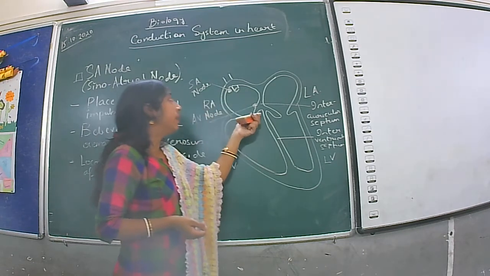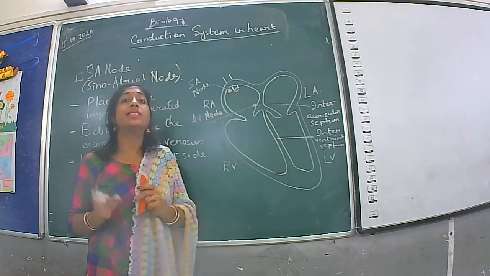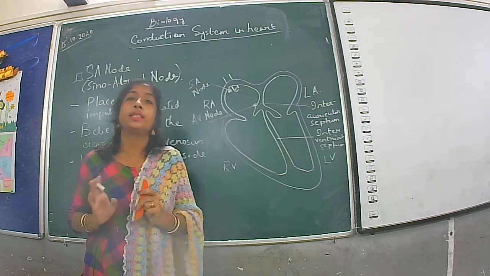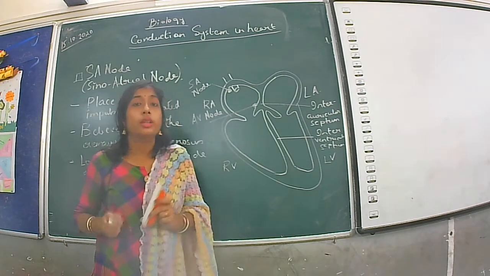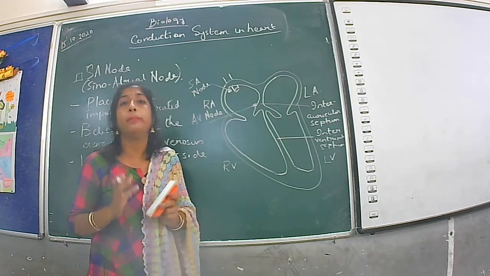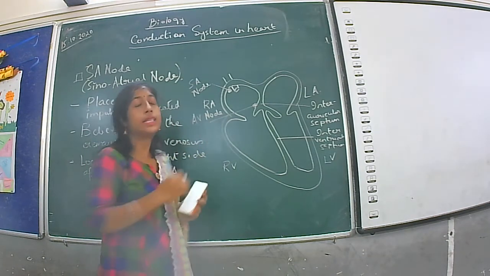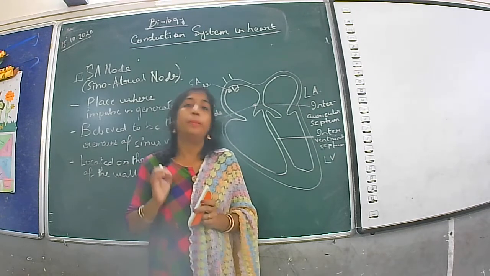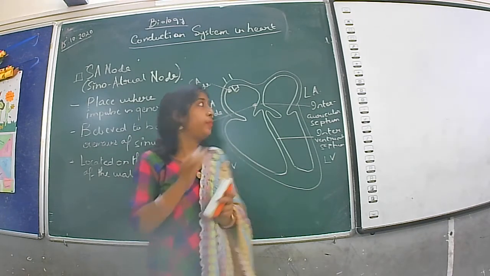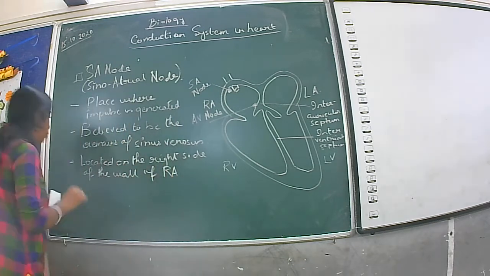So the time taken is 0.03 seconds. Okay, and the speed at which this transmission of impulse occurs from the SA node to the AV node is 1 meter per second. Okay, so what did I say? Let me write it down first.